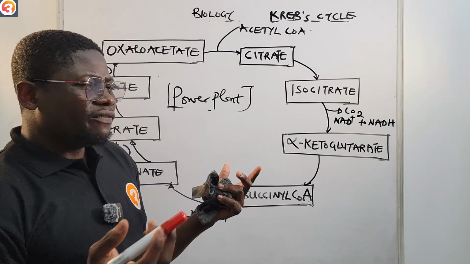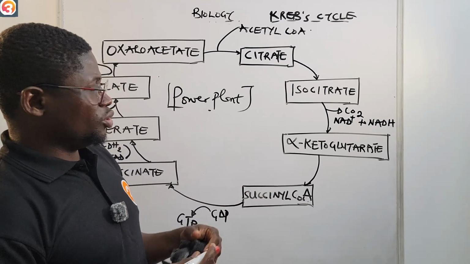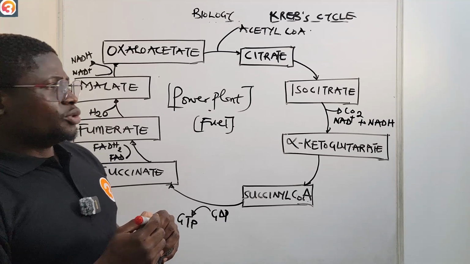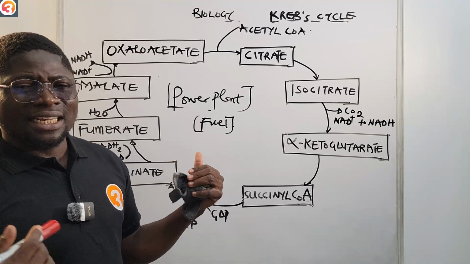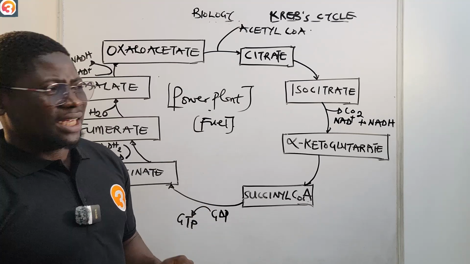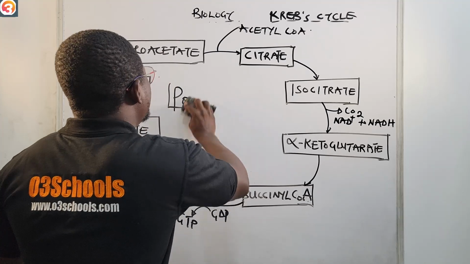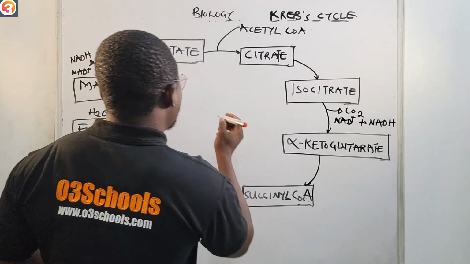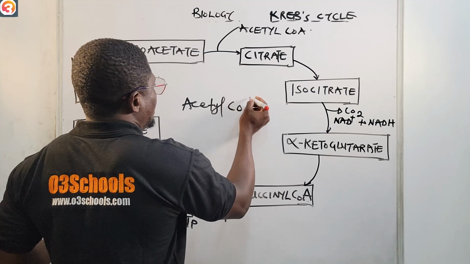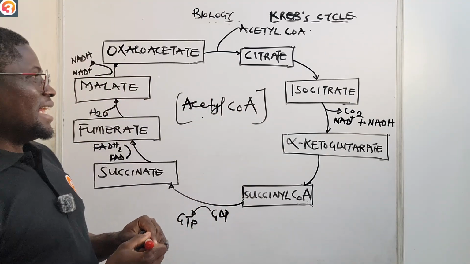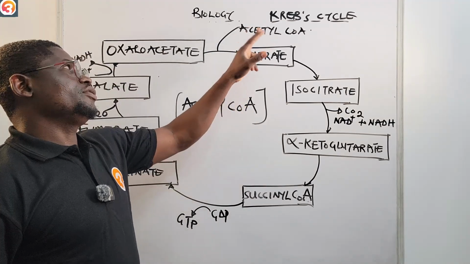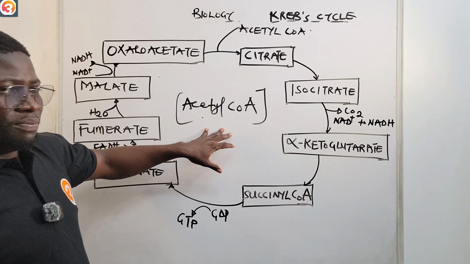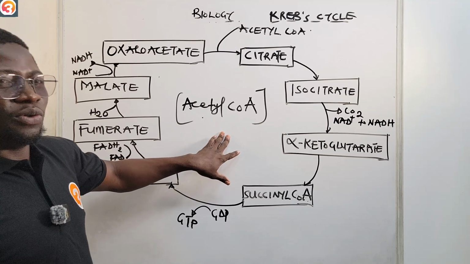What is the main function of this Krebs cycle? Its main function is to take in fuel that comes from food, and then, after taking in that fuel, it releases energy. That's the main function of the Krebs cycle. It takes in fuel that comes from food to release energy. The fuel it takes is called acetyl coenzyme A, acetyl CoA, as you can see here. It breaks it down to release energy.